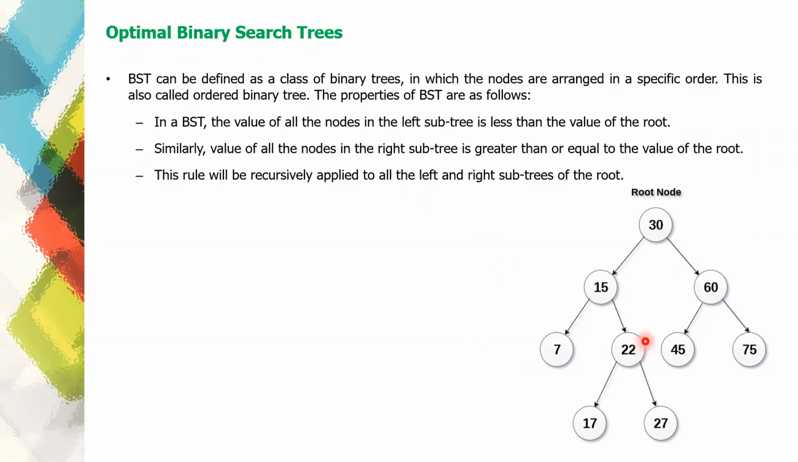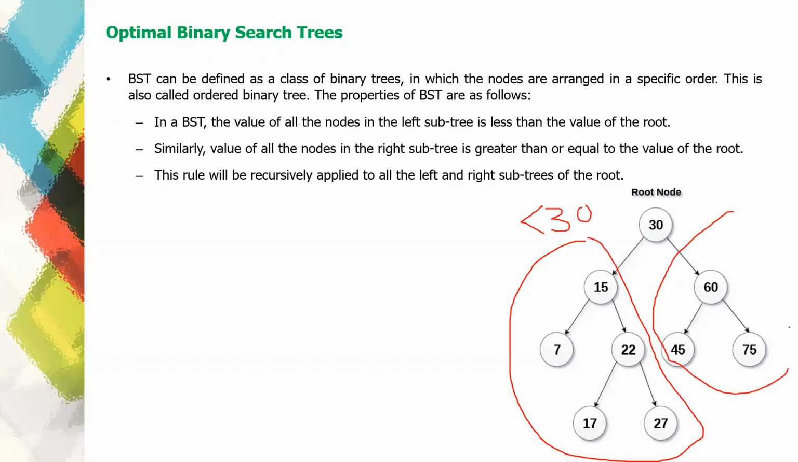So this is a binary tree. And if I want to call this a binary search tree, then two properties have to be recursively satisfied by every node in the tree. And what are those properties? If there is a root node with some value 30, then all the values in the left subtree must be less than 30. And all the values in the right subtree can be greater than or equal to 30.